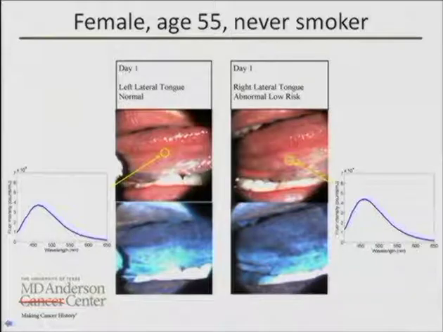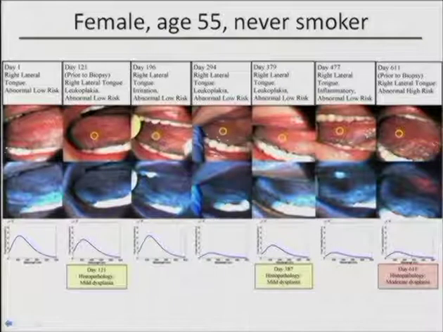So on the left lateral tongue, that's the normal side. On the right lateral tongue, there was a clinically abnormal low-risk site. You can see a very, very faint loss of fluorescence in that autofluorescence image there. The spectrum looks pretty normal. That was on day 1. We measured this patient over the course of about 7 or 8 clinical visits over almost a year now. We go up to day 611 here.